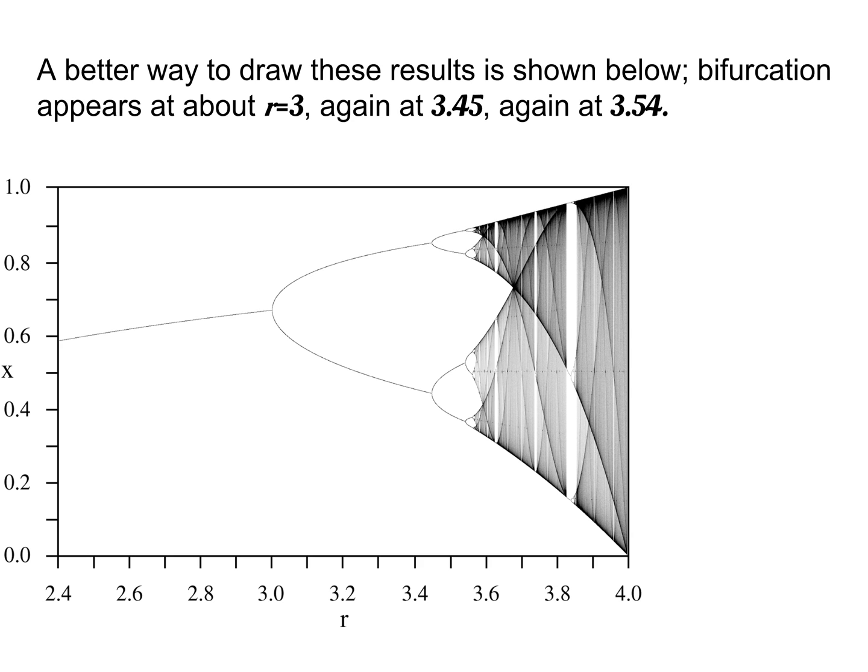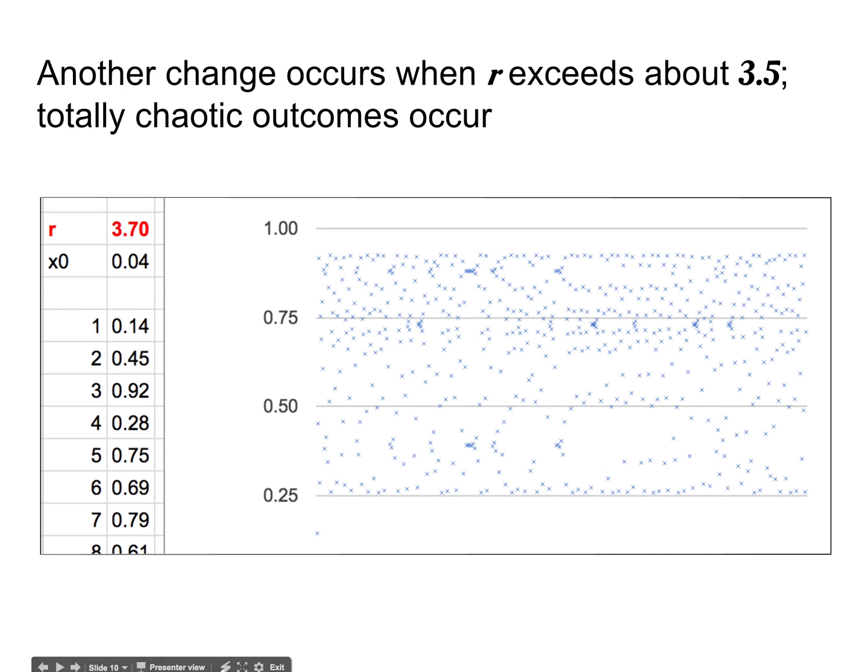So here's a convenient way to draw this. Here's R, which we've been talking about, ranges from 0 to 4. The most interesting things happen in this range here from about 2.5 to 4. And here's the output we get. So for values of R up to 3, we only get one output. We have stable populations. But right at R equal 3, we get what's called a bifurcation. We split.